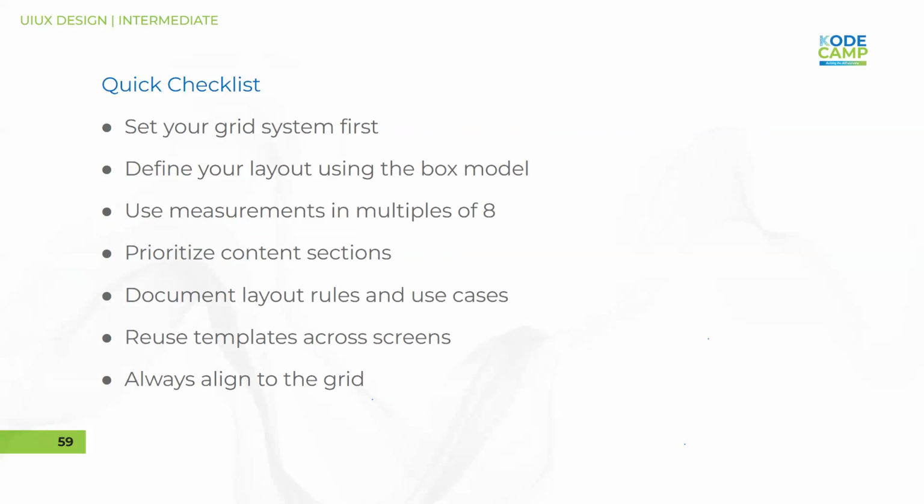All right. So prioritize content sections. Then document layout rules and use cases. This is where most of us slack, and we give developers problems because developers will now have to go and sort out ways to see what it meant.